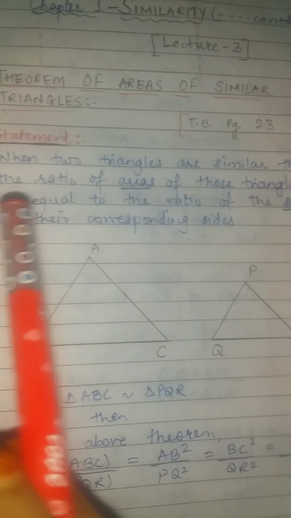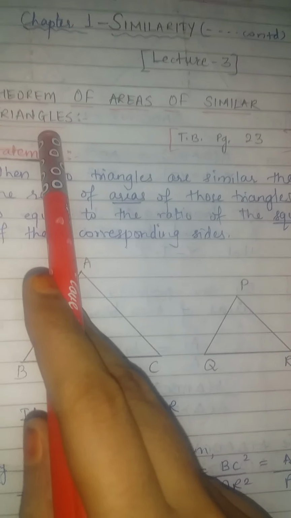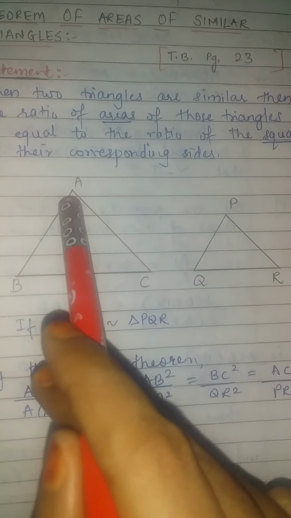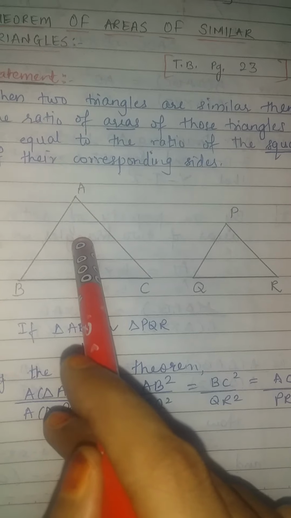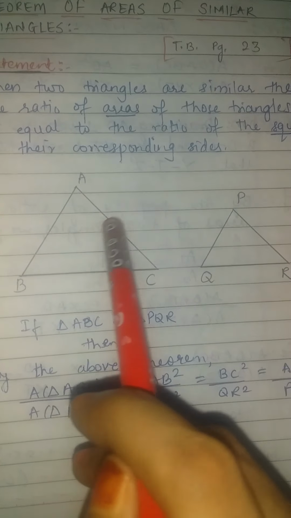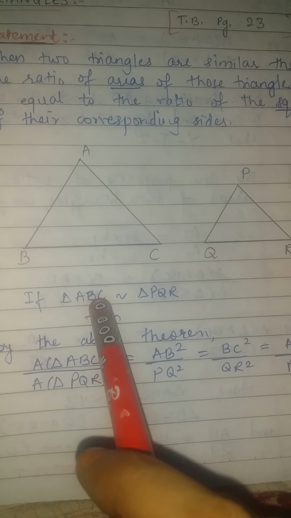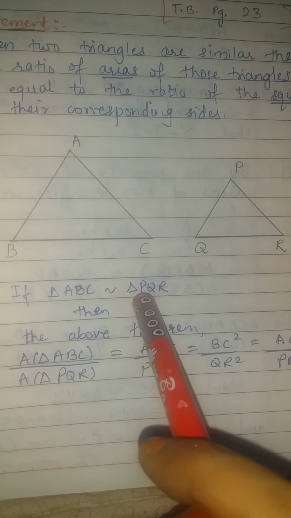So, it is only meant for similar triangles. Let us try to understand. Here, it will be given in the question or in the statement of the theorem that the two triangles are similar. So, we have triangle ABC is similar to triangle PQR.